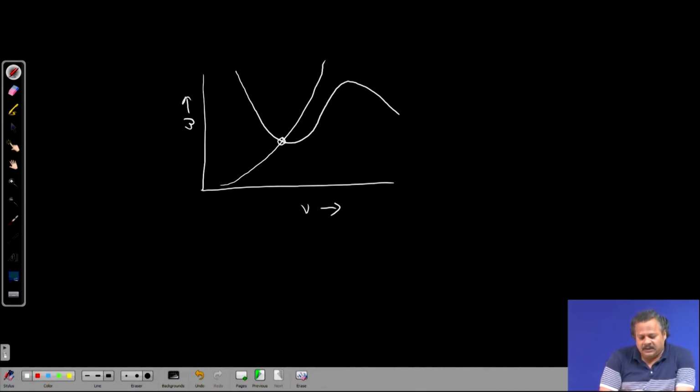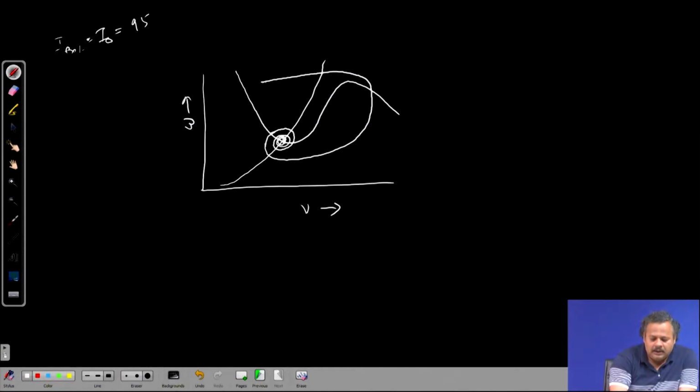And the interesting thing is that under these conditions, that is, this I external equals I naught, which specifically, let us say, is 95 microamp per centimeter square, if the system is just outside this equilibrium point, it would start to move around it a couple of times, and then it would move in this direction, and then it would move in this direction and keep on moving along the same trajectory all along.